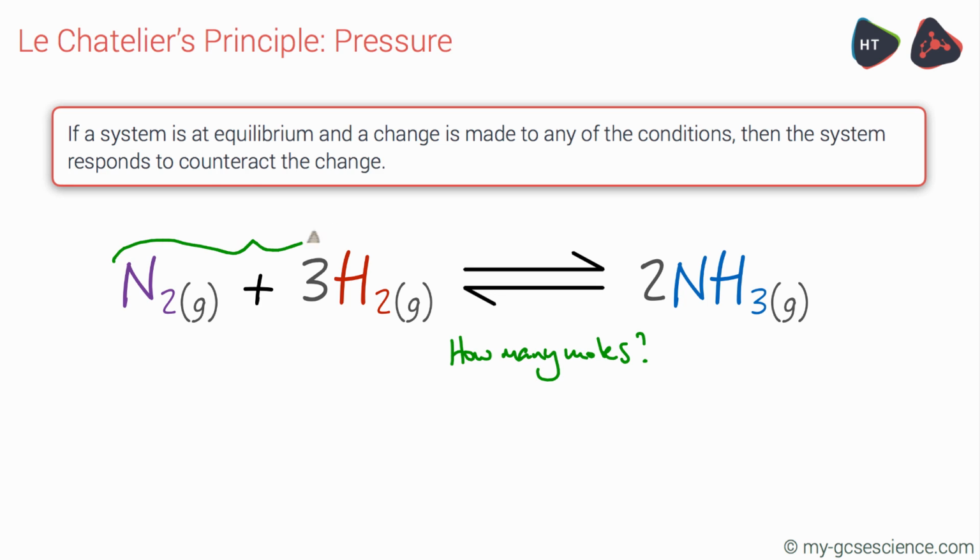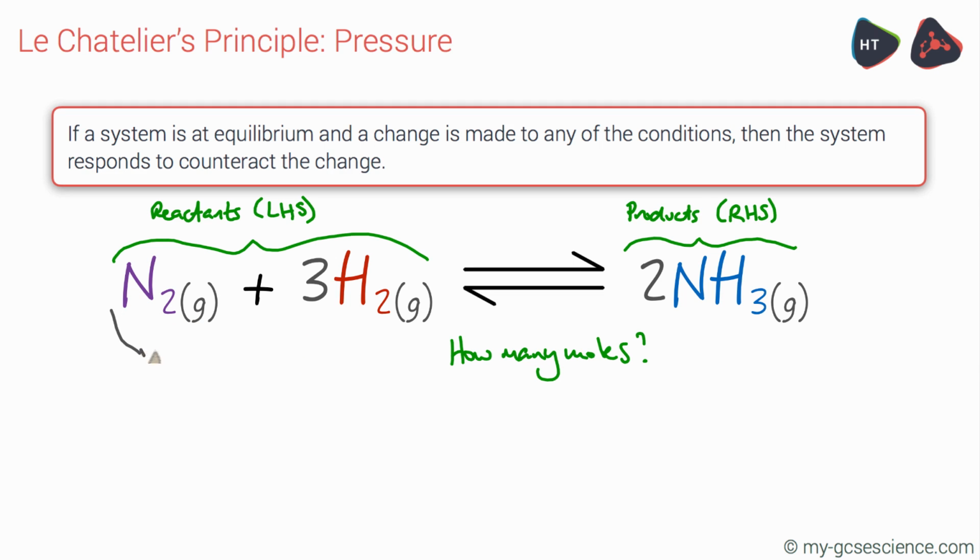Make sure you're clear that the left-hand side is the side of the reactants and the right-hand side is the side of the products. Using the balanced equation, we can see that on the left-hand side we have 4 moles of gas, and on the right-hand side we have 2 moles of gas. So we have more moles of gas on the left-hand side and fewer moles of gas on the right-hand side. Can you guess what would happen if we increase the pressure?